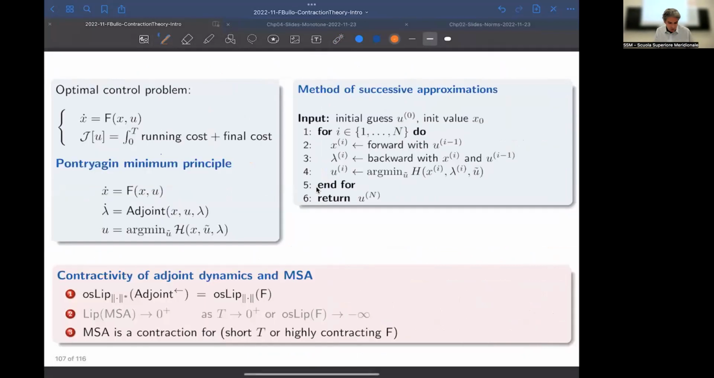All right. So to cut a long story short, here is the summary of the results. It goes like this.